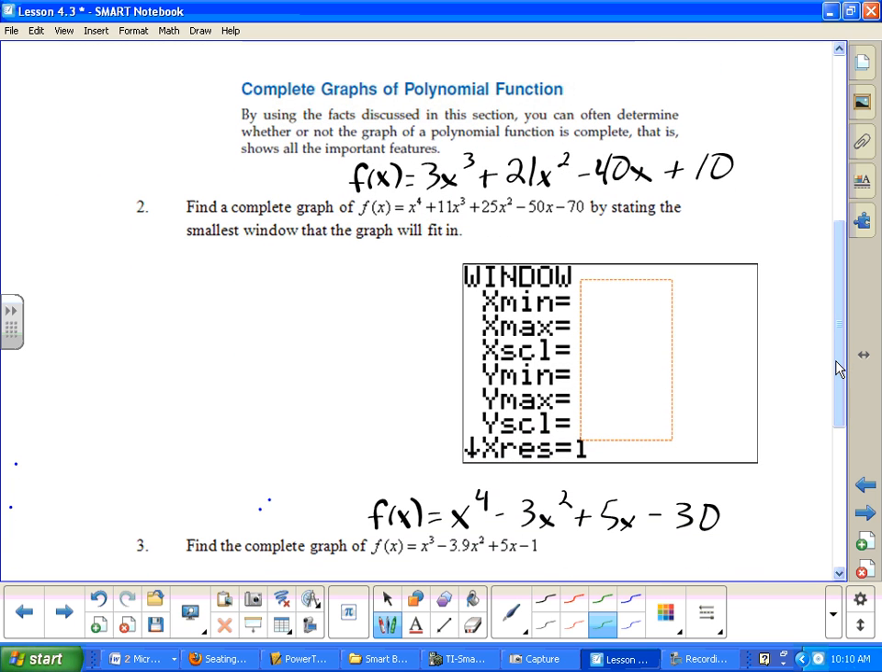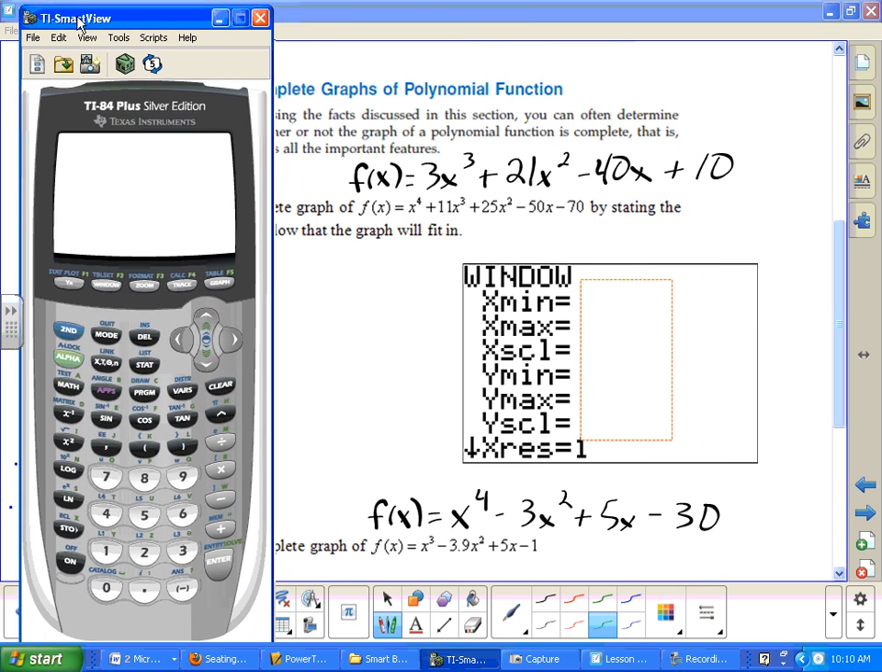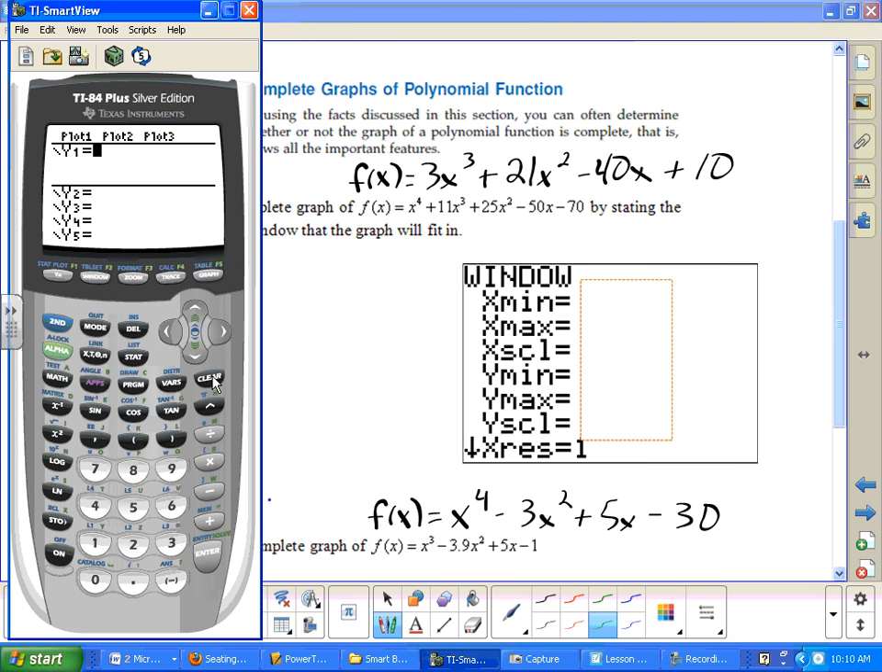Okay? So they want us to talk about complete graphs. So here we have this function, so we're going to graph it, and they want us to find the smallest window that the graph will fit in. So go to my y equals 3x cubed plus 21x squared minus 40x plus 10. Okay, and I'll start with my standard viewing window of zoom 6.